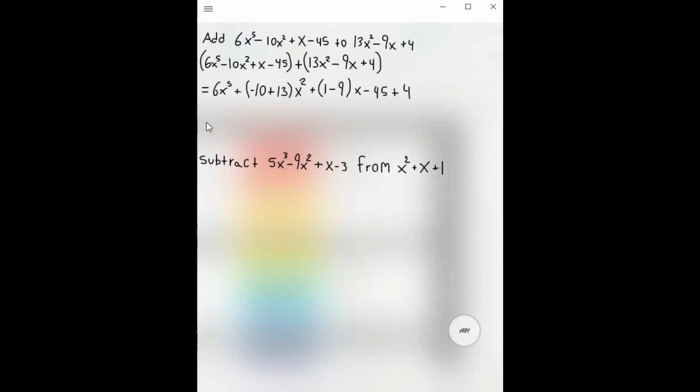So minus 10 plus 13 is 3. Then we multiply that by x squared. And 1 minus 9 is negative 8. Then we multiply that by x. And minus 45 plus 4 is negative 41. Sorry, I meant 1 minus 9 times x equals minus 8x.